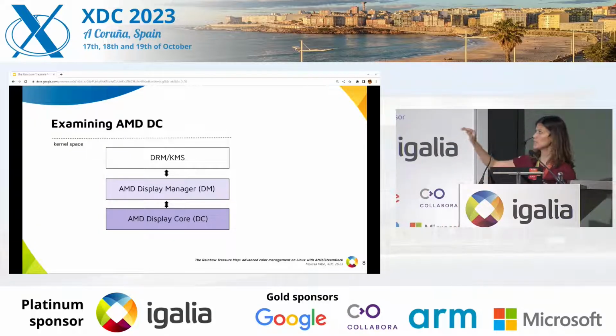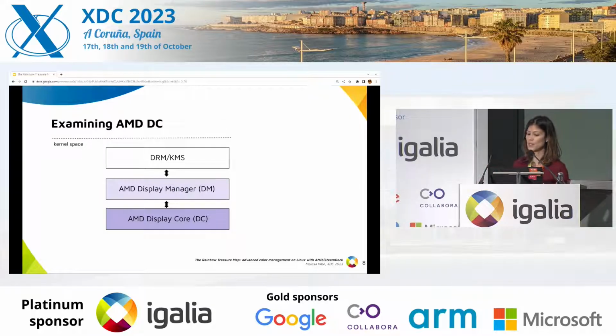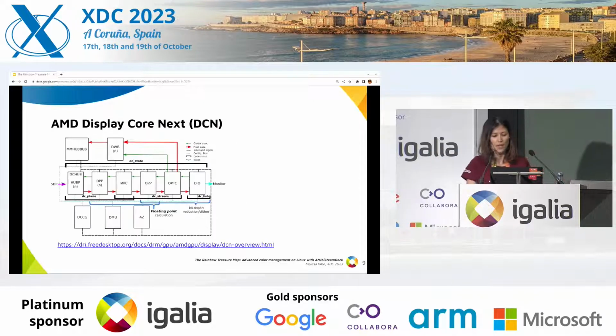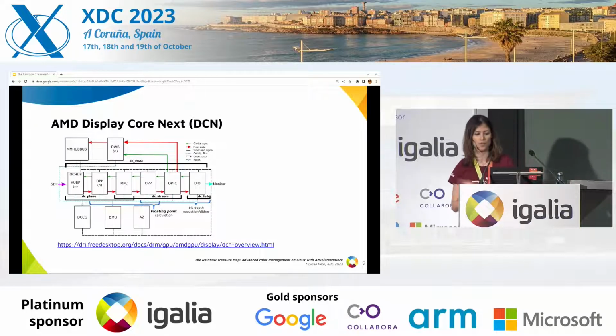So examining its code that is shared between different platforms and different DC versions helps us understand the AMD color pipeline and hardware capabilities, since the machinery for hardware settings and resource management are already implemented there, or most of that. So now, I started to talk about AMD DC, and so let's take a look at the AMD Display Core Next, the newest architecture for AMD display hardware.